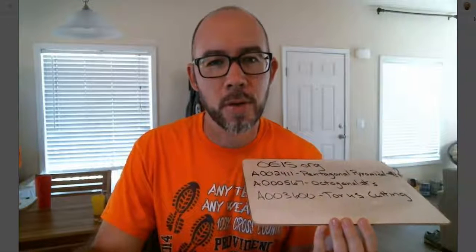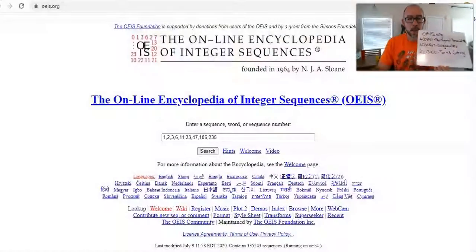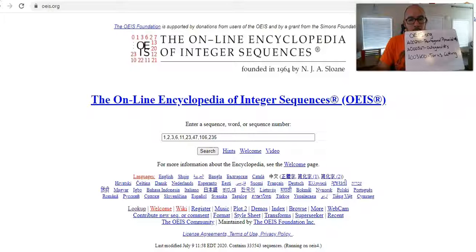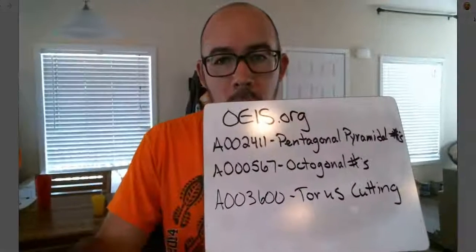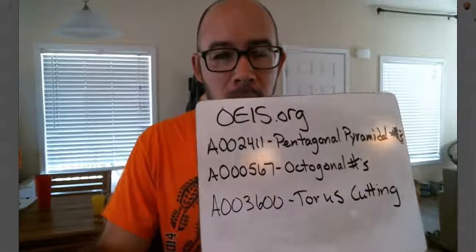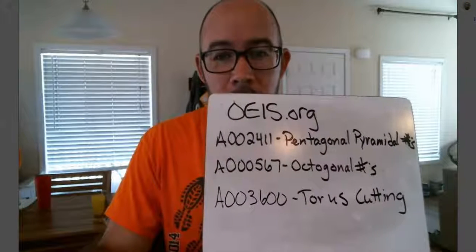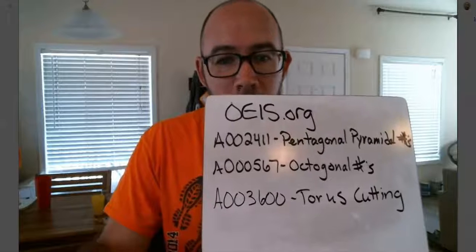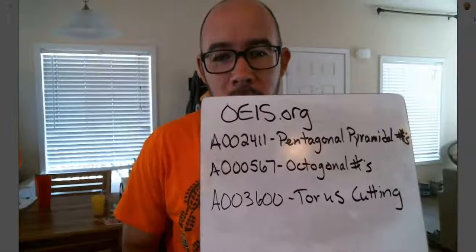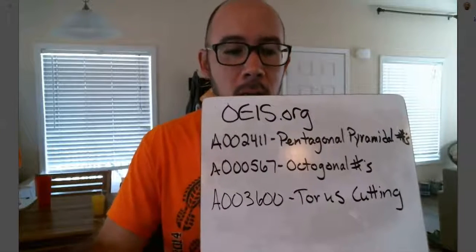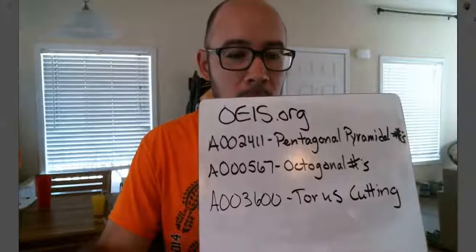Okay, I'd like to also go grab some of the lists of numbers, sequences of numbers that you might find. There is a website that I go to all the time, the Online Encyclopedia of Integer Sequences. You can find all kinds of sequences on here. You're going to find these three in particular that have 40 in them. We're going to look at the pentagonal pyramidal numbers. We're going to look at octagonal numbers very quickly, and then we'll talk about torus cutting. So I'll explain each of these one at a time.